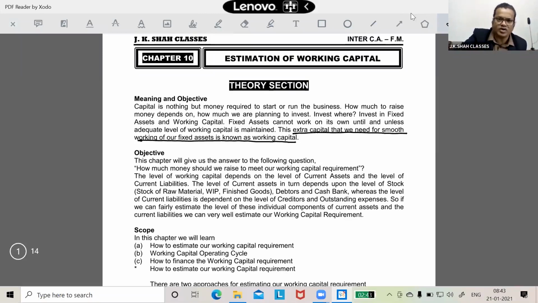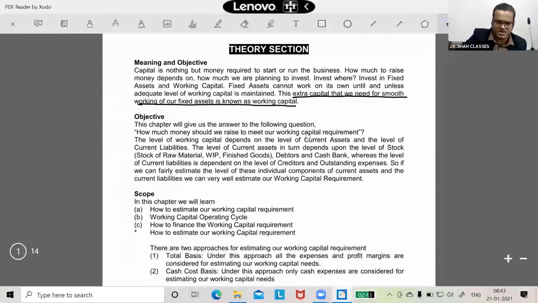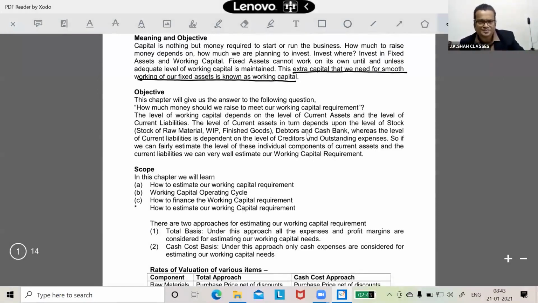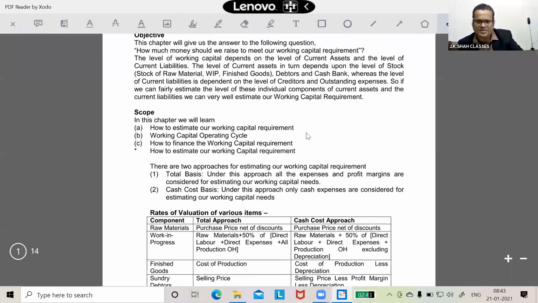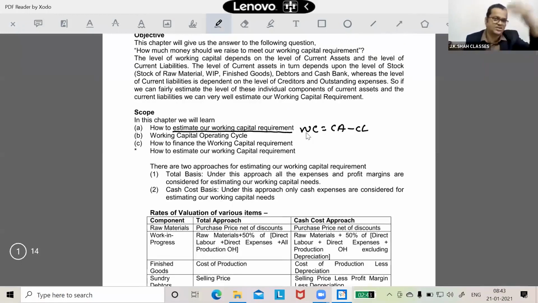So what are we going to learn from here? This topic basically teaches you how to estimate working capital. We all know working capital is current assets minus current liabilities. So we'll learn how to do current assets estimation and current liabilities estimation. But what is this working capital operating cycle?